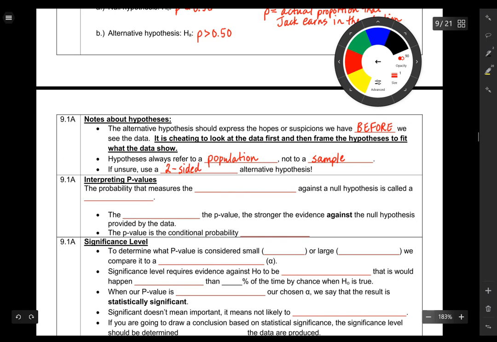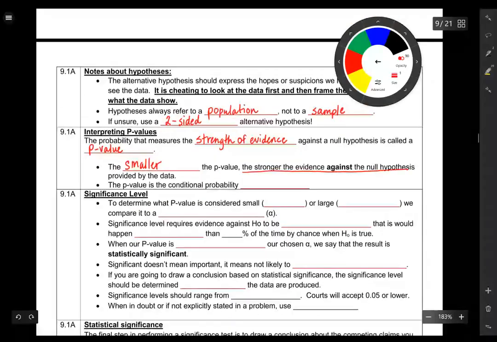Right. Now, interpreting p-values, which basically give us the conclusion, and you'll see more about p-values when we do a full significance test. The probability that measures the strength of evidence against a null hypothesis is called a p-value. The smaller the p-value, the stronger the evidence against the null hypothesis provided by the data. What's considered small enough? I will tell you here in a second.